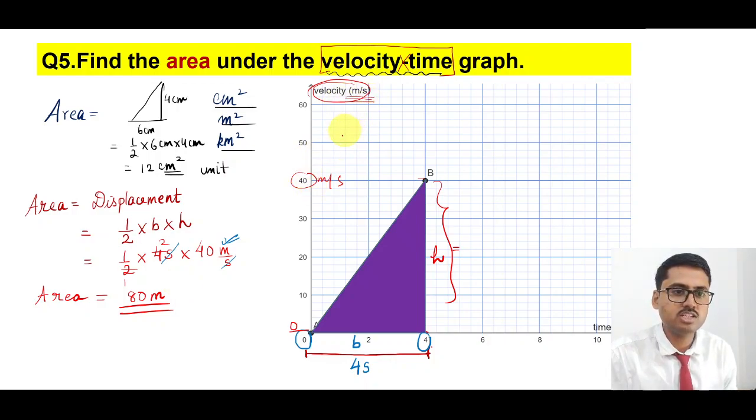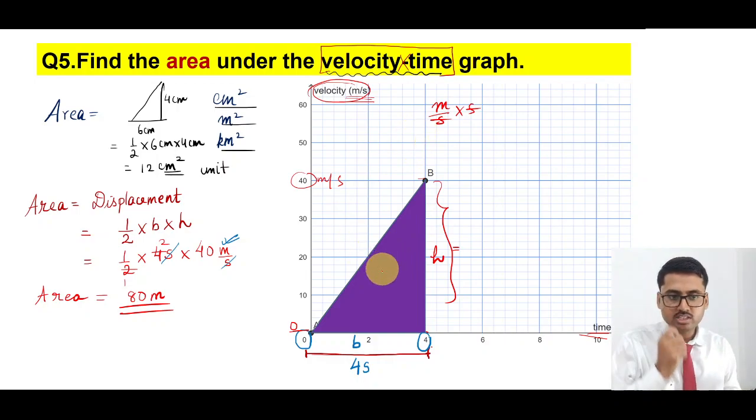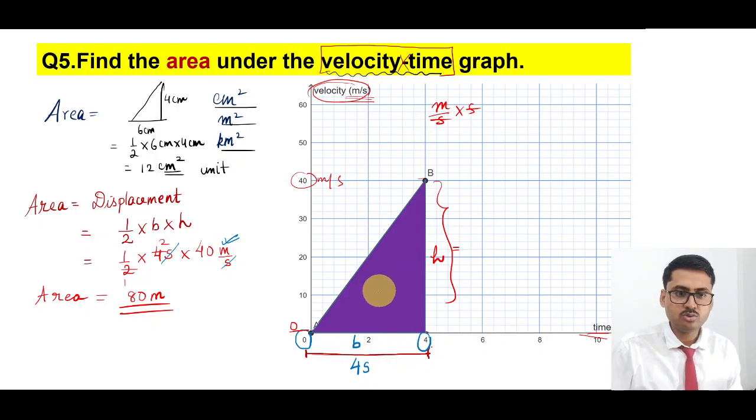Since velocity is meter per second and time is in seconds, when you multiply these two quantities, remember I told you, when I multiply meter per second and second, you can see second and second gets cancelled out, and we are getting the area in meters. So we got the answer of the first question. So the displacement of the object in first 4 seconds is 80 meter.